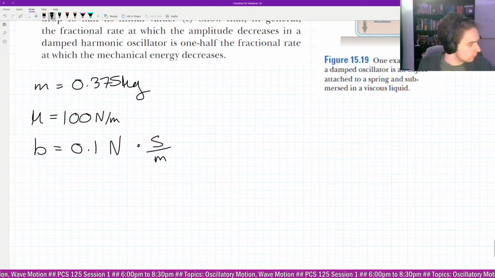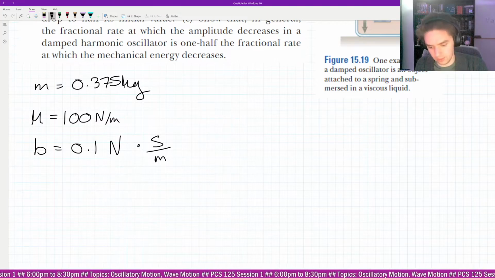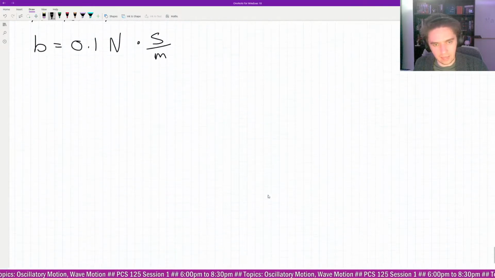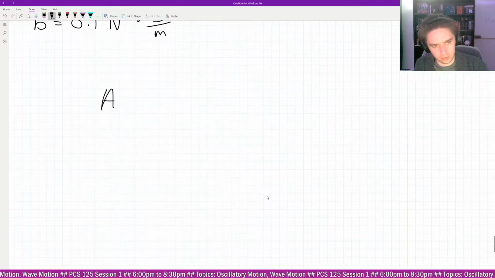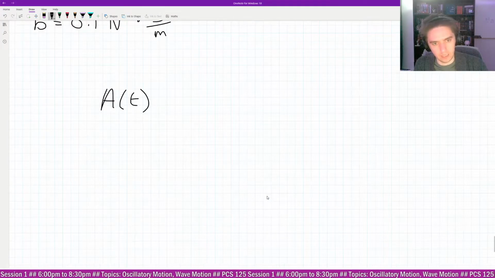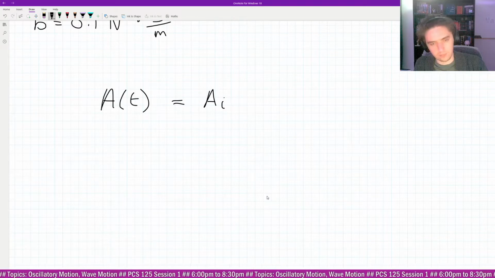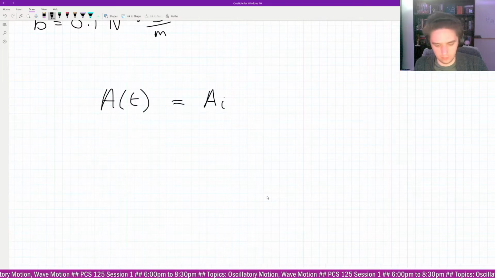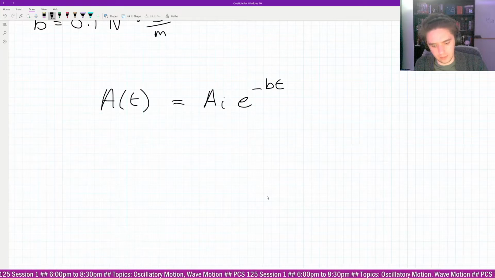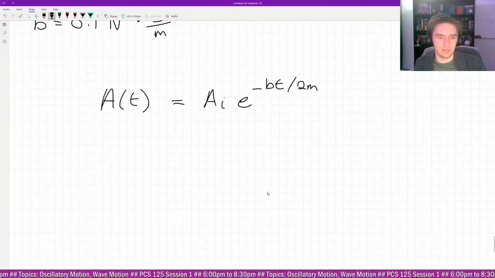Okay, so for this one I'm going to need my section on the damped harmonic oscillator. The amplitude is a function of time now, because it's damped, so it's going to get smaller as time goes on. So this is A_i, the initial amplitude, times e to the negative bt over 2m. That's our amplitude as a function of time.